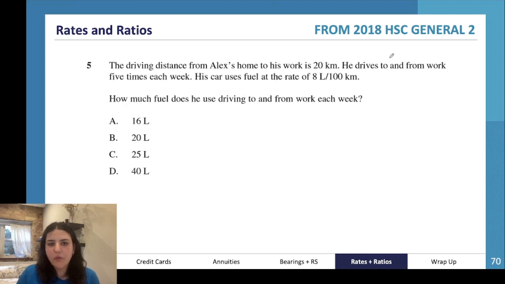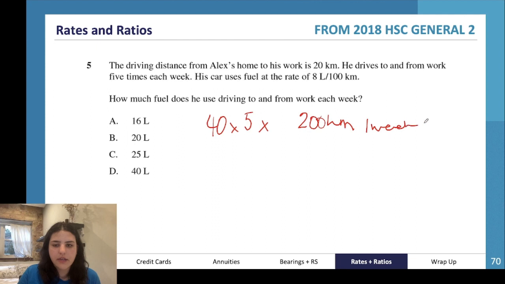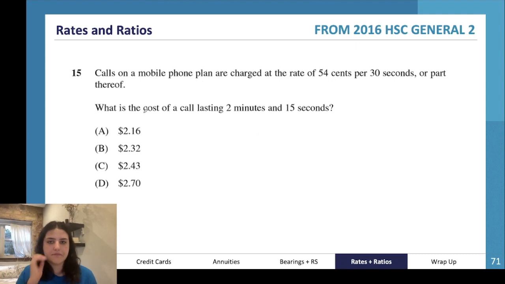He drives to and from work 5 times a week. It's 20 kilometers to work and then 20 kilometers home. So he's doing 40 kilometers a day, 5 days a week, which means he's doing 200 kilometers each week. Get a job closer to home, Alex, geez. Which means he's doing 16 liters, not 8, because 8 is every 100. There's 200, which means he's doing 16 liters.